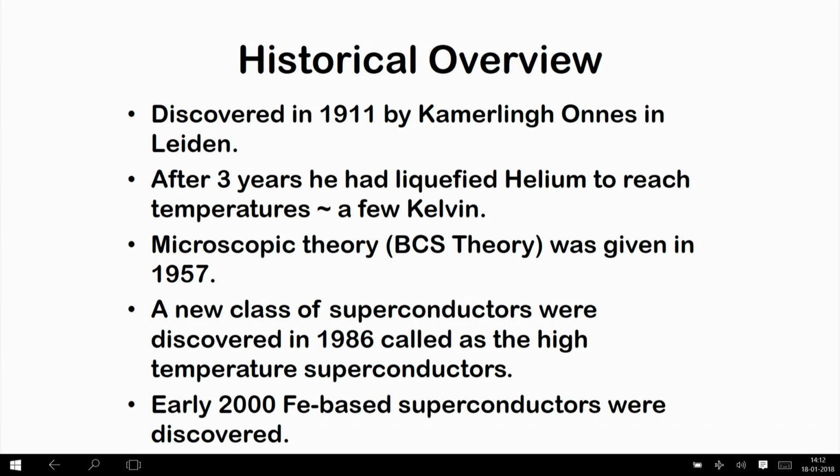Superconductivity was discovered in 1911 by Kamerlingh Onnes in Leiden. That is the name of the place, in Europe. After 3 years he had liquefied helium to reach temperatures of the order of a few Kelvin. Why are these placed one after another? It is important to achieve low temperatures in order to see superconductivity. Superconductivity does not occur at room temperature, it happens at very low temperature.